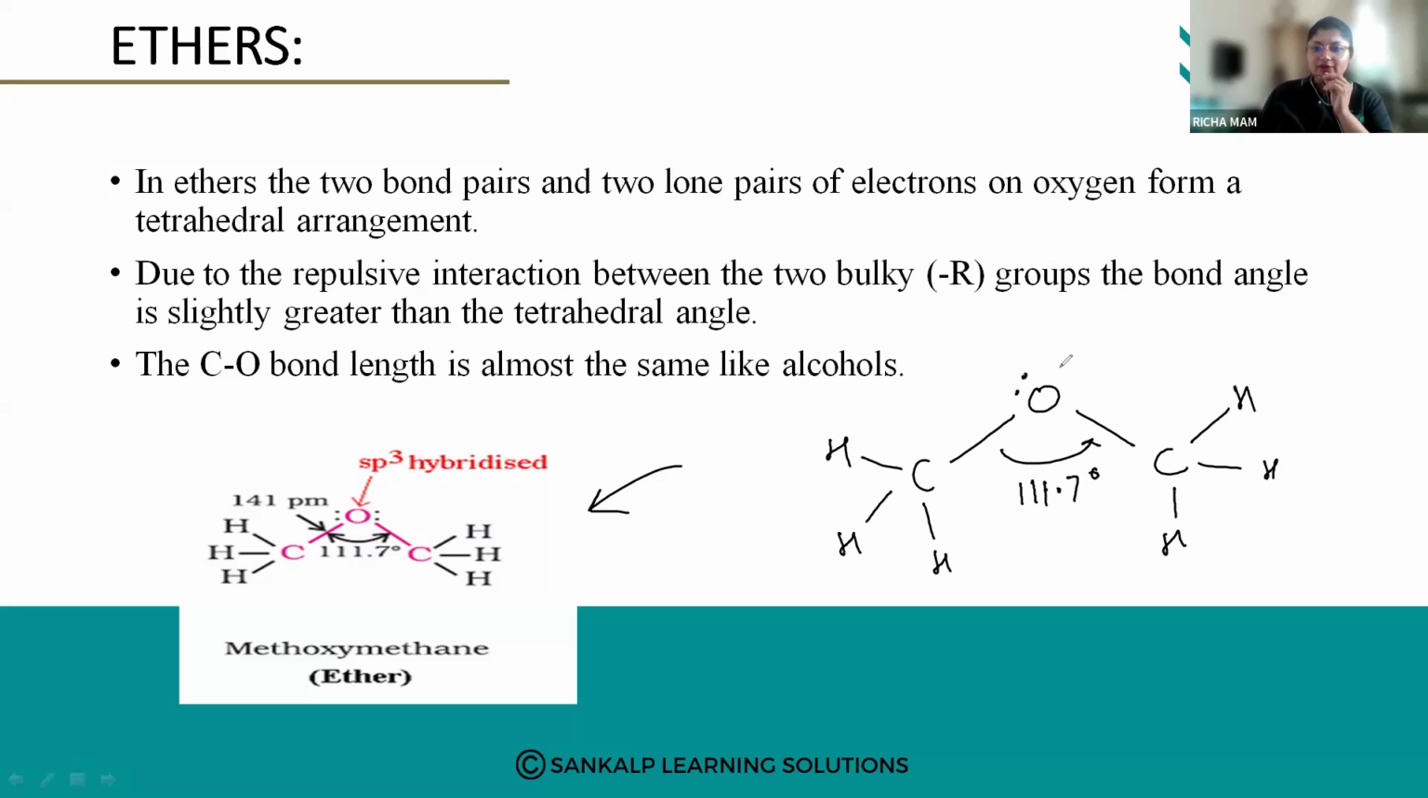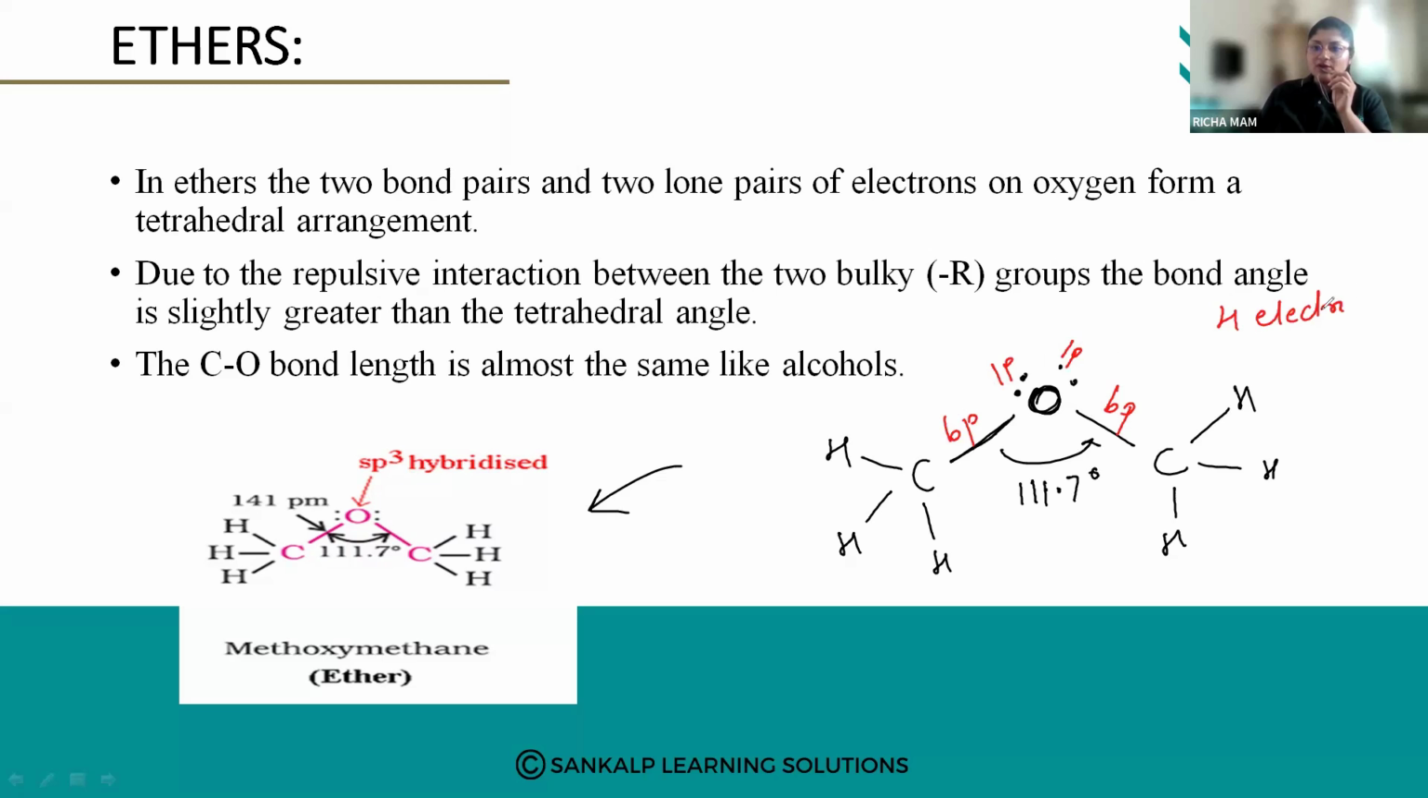Lone pairs of electrons are present on oxygen. So you can see that in ether, the oxygen is sp3 hybridized, because you have single bonds. What you can see, 4 pairs of electrons are there, right? So there are 2 bond pairs and 2 lone pairs. So there are how many? There are 4 electron pairs.